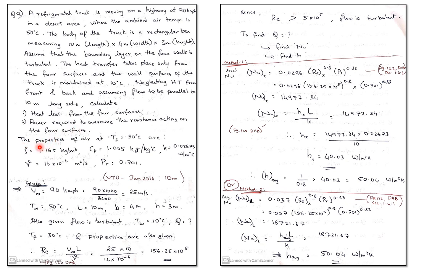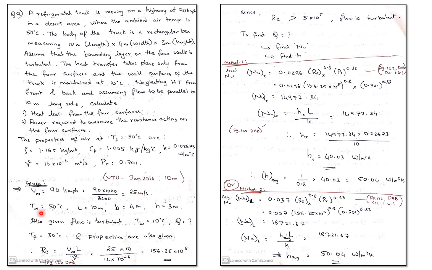Okay, the very first step is to find the properties. He has given the properties at the film temperature, so you can take them directly. Next, V infinity is given: a truck is moving at 90 km per hour. Just convert into meters per second by multiplying by 1000 over 3600.